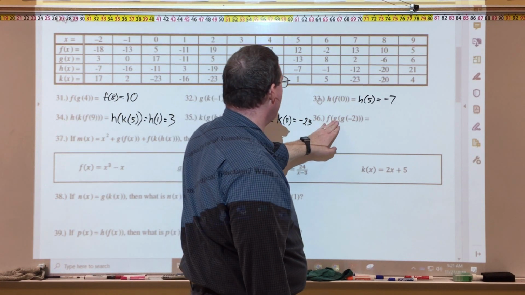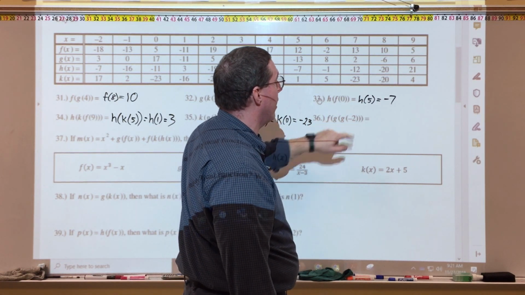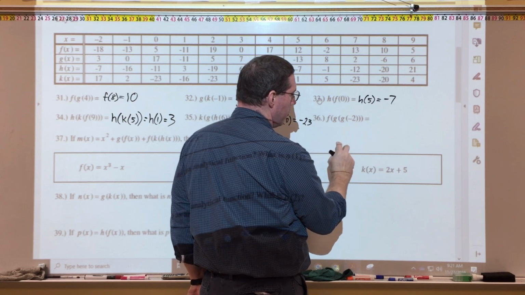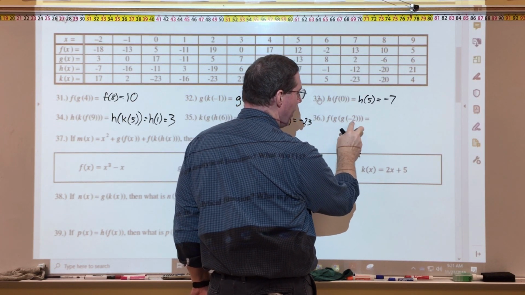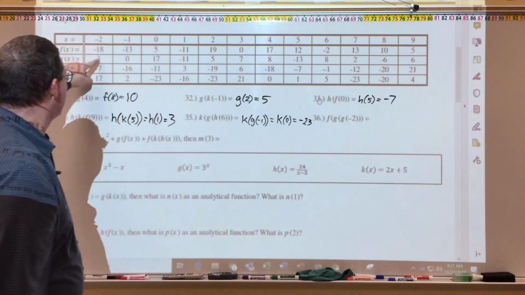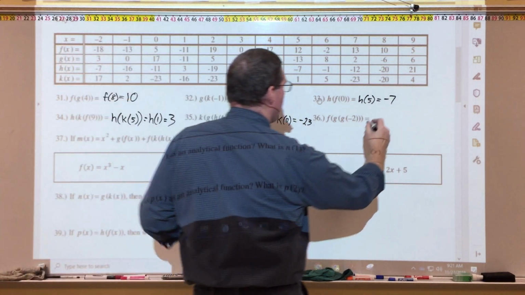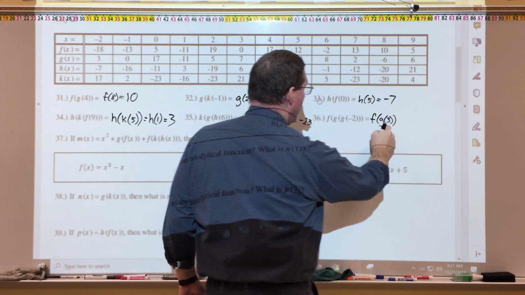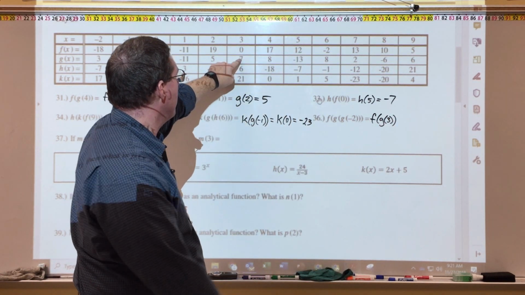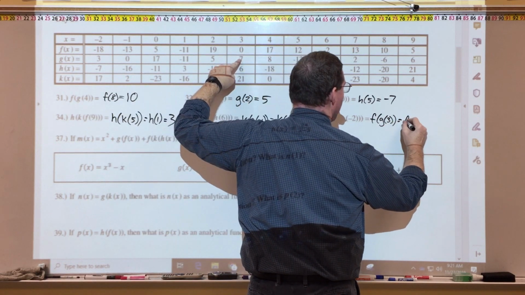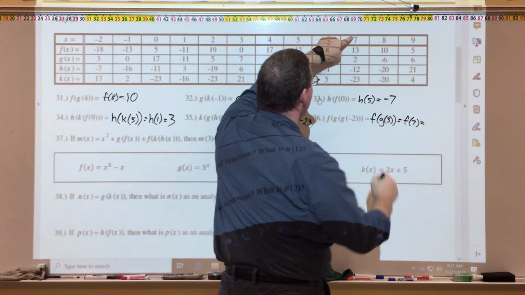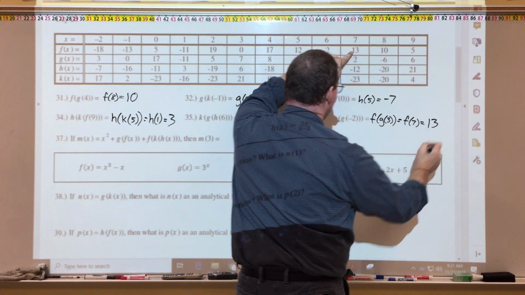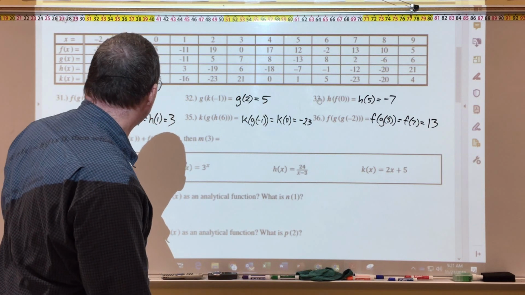All right, question 36 says f of g of g of -2. That's weird. We haven't seen that yet, have we? G of g? Okay, that's okay. We can still do this. We're going to start on the inside, g of -2. Let's just go to -2. G is the second row. That's 3. So it's asking for f of g of 3. G of 3, here's g, is 7. So what we really want is f of 7. F of 7, top row of x equals 7, is 13. And so the answer to question number 36 is 13.